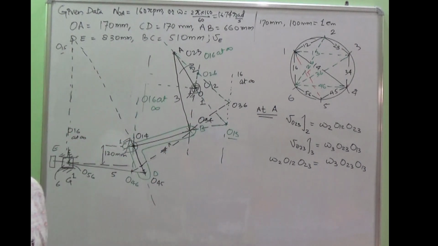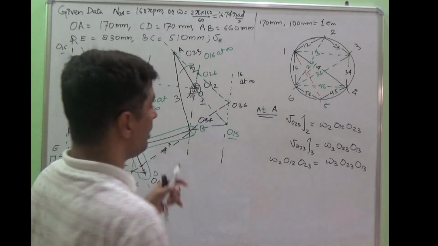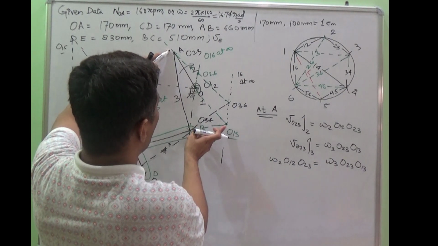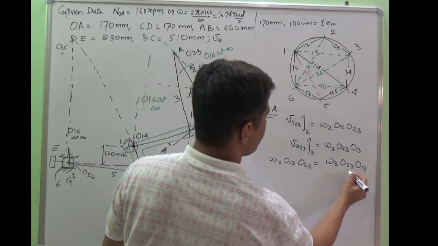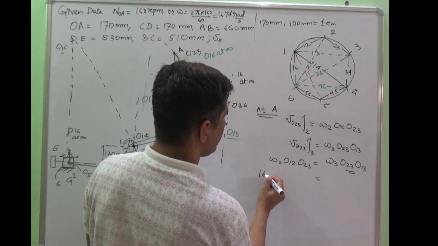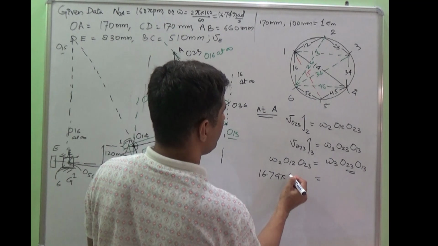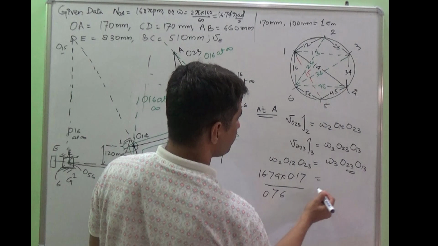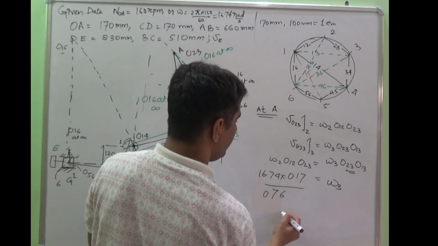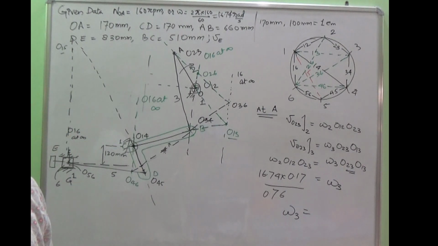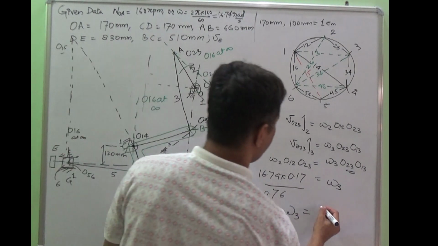Once you equate these two, you can put in the measurements. This measurement O12 O23 is coming to around 760 mm, and this is 16.74 multiplied by 0.17, and O23 O13 is coming out to 760 mm. So this is giving you omega 3. Now you can calculate these values, and the answer is coming out around 3.74 radian per second.